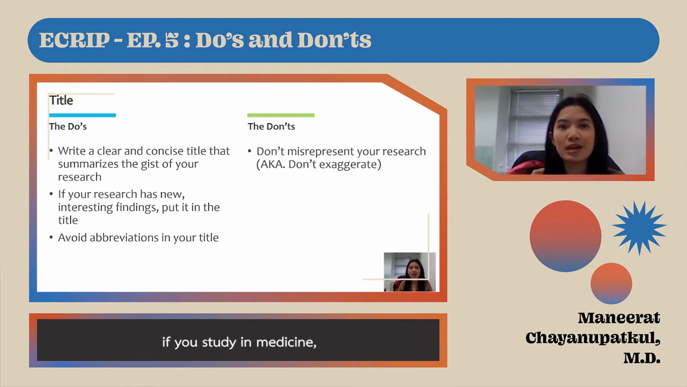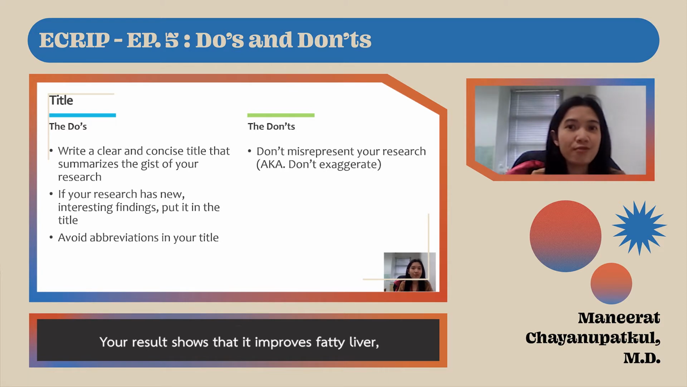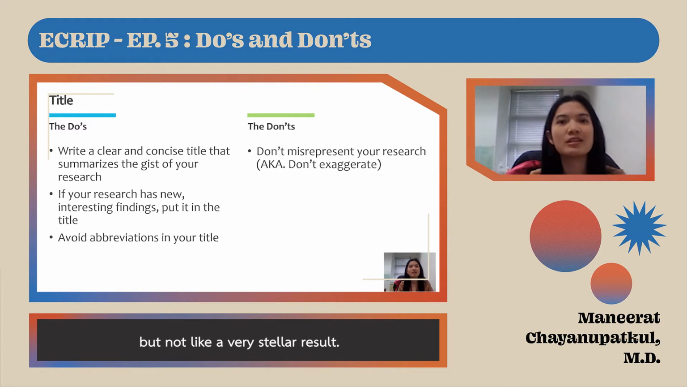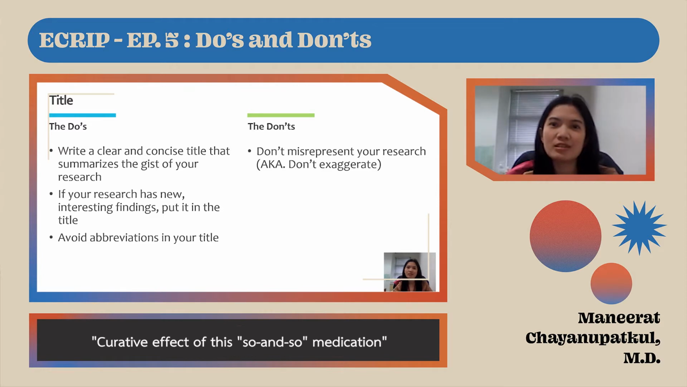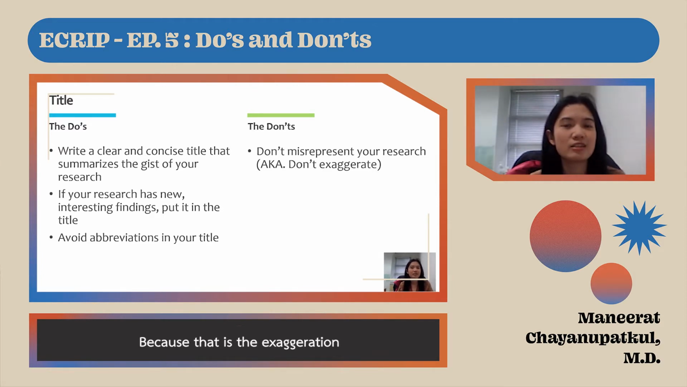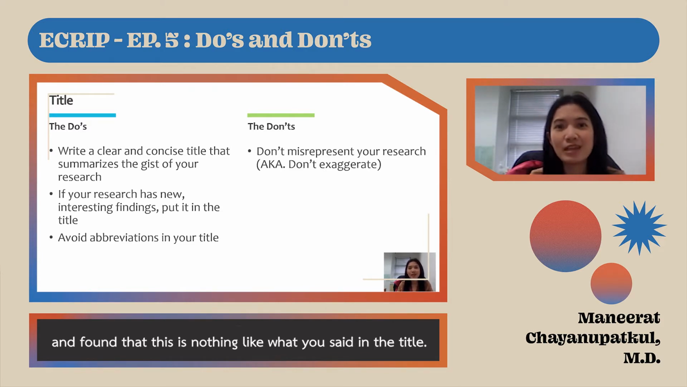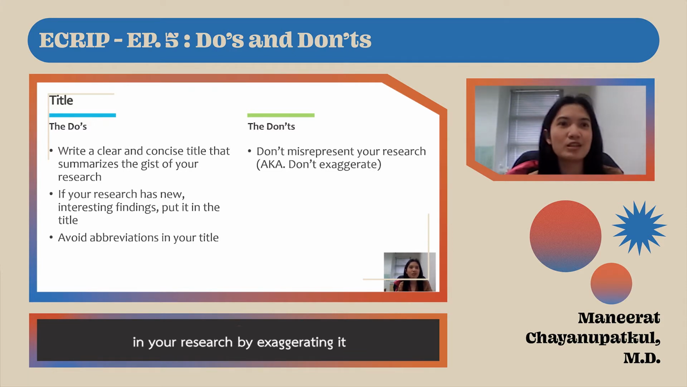For example, if you study a medicine that treats fatty liver disease, and your results show that it improves fatty liver, maybe a little bit better than a placebo, but not a very stellar result, don't put a title like "curative effect of this so-and-so medication," because that is an exaggeration of the result. When people come and read the abstract and the article, they find out this is nothing like what you said in the title, and it makes the whole thing unreliable. So don't lie about your research by exaggerating it in the title.